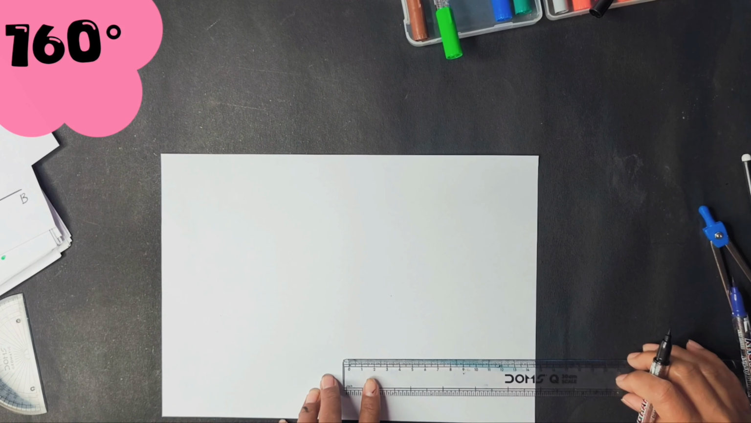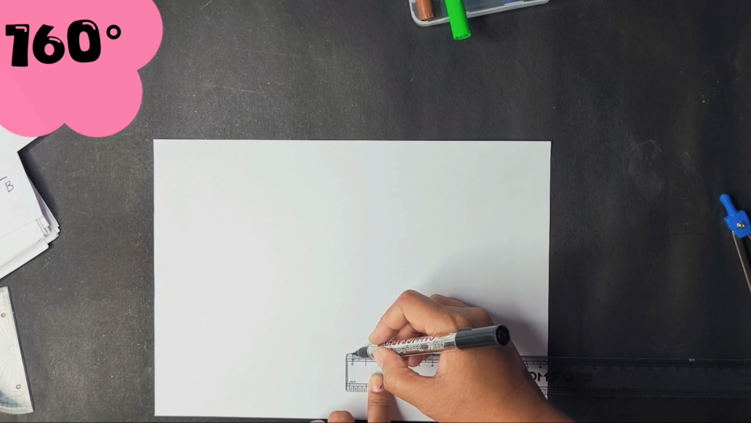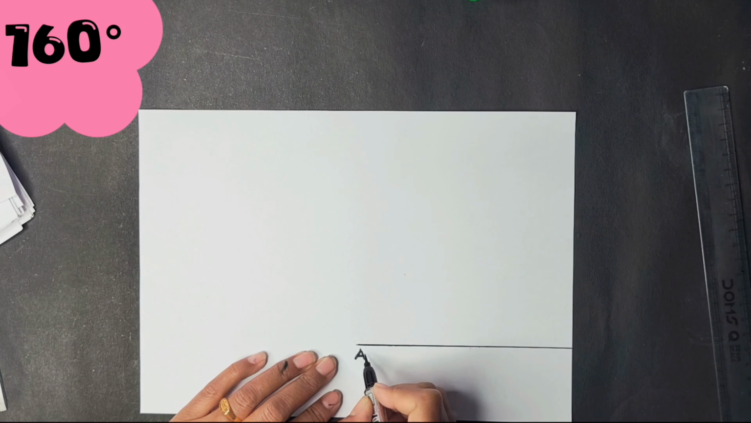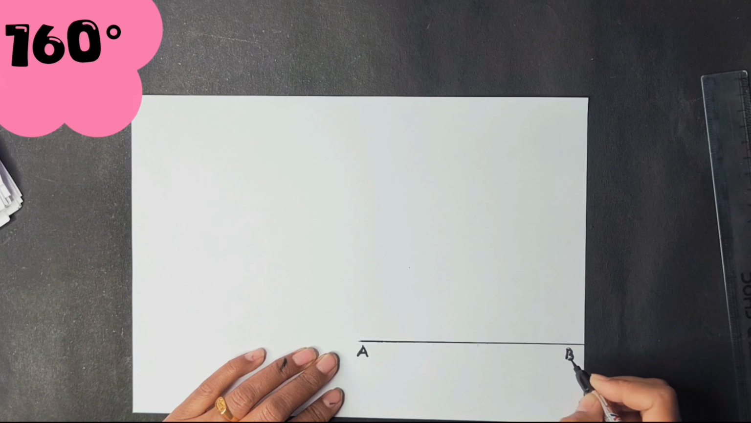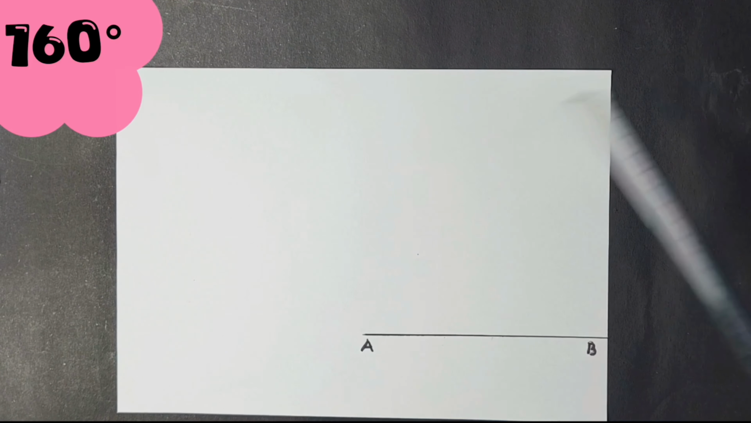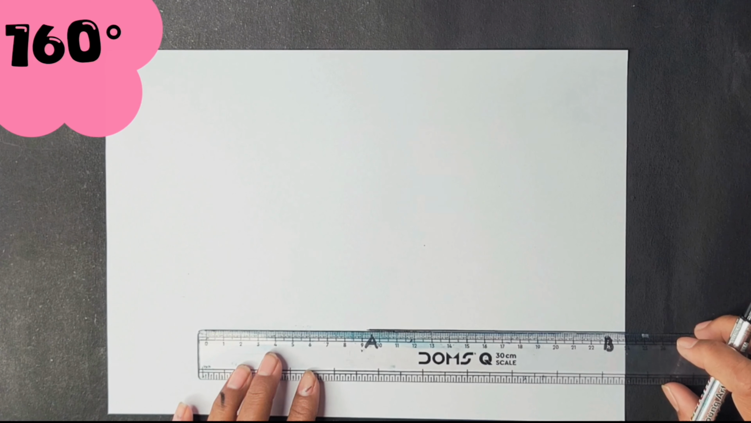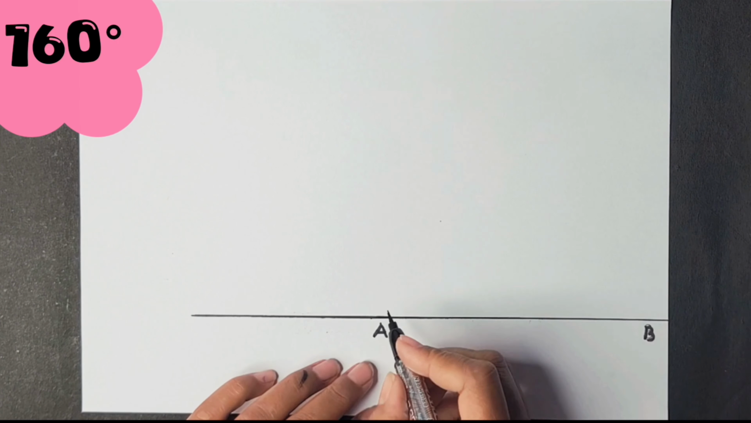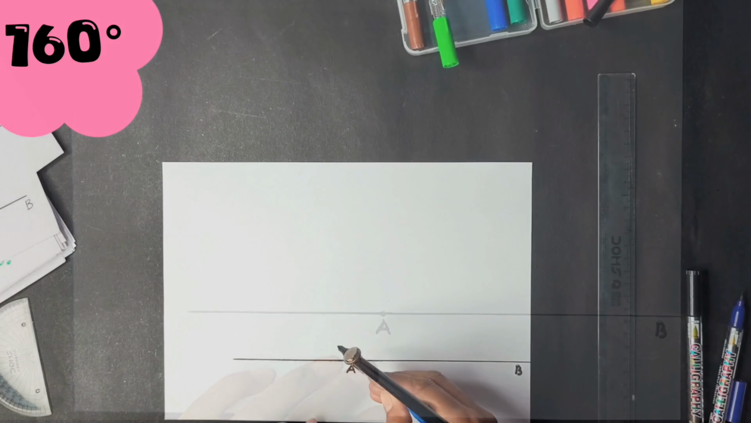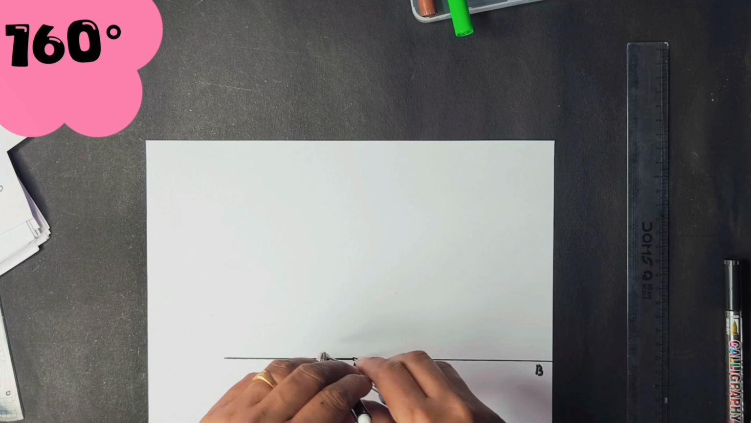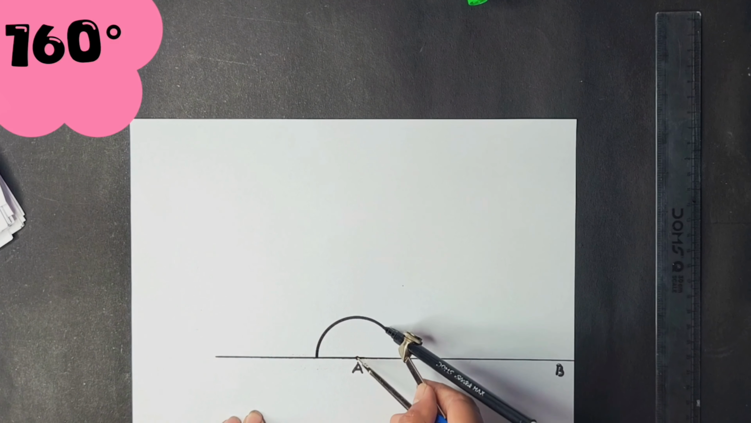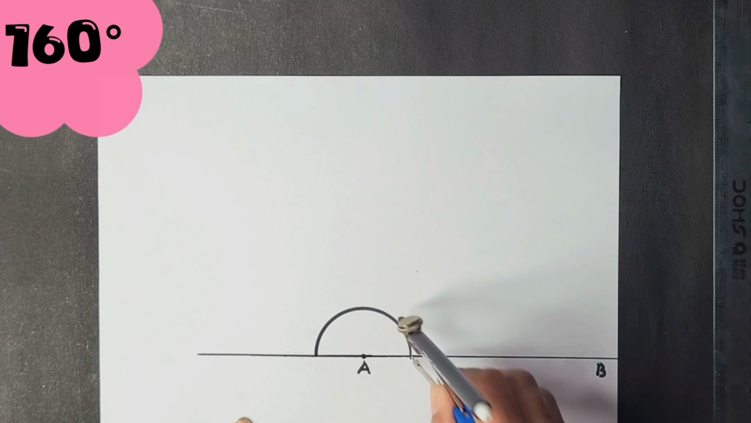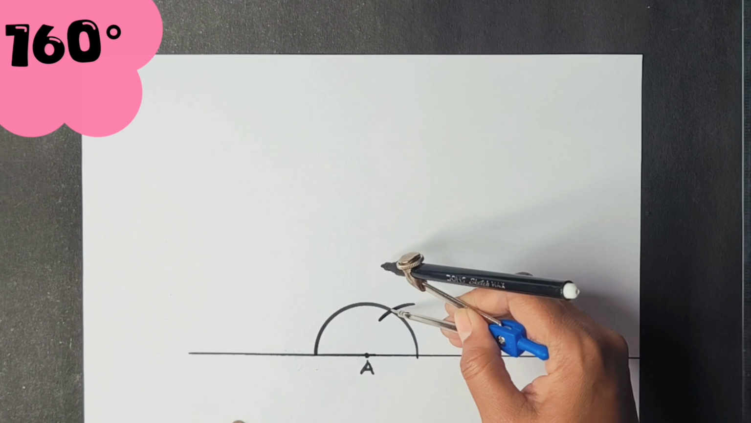To draw a 160 degree angle, first we need to draw a line segment. To do so, take a ruler and draw a line segment. Label the endpoints as A and B. Extend this line to a suitable length. And using this point A as a center, cut an arc as shown. Next, without changing the length of the compass and using this point as the center, cut the arcs as shown.